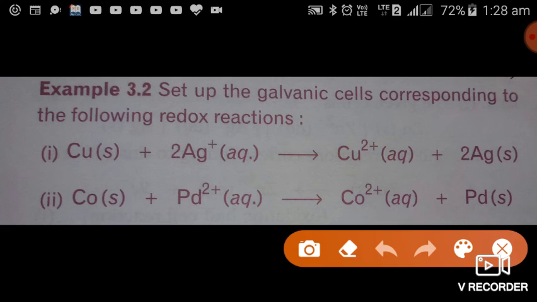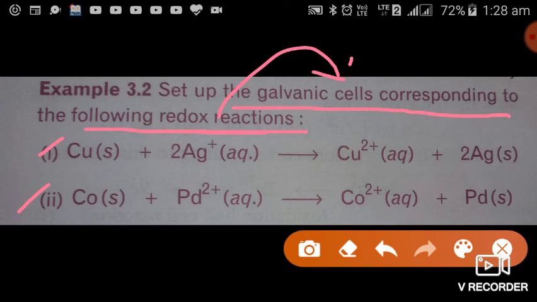Here the question is, set up the galvanic cells corresponding to the following redox reactions. These are the two redox reactions. We have to convert these redox reactions into galvanic cells. In some cases, a galvanic cell is given in the question and we have to convert that into redox reactions. Therefore, these types of questions are very important.